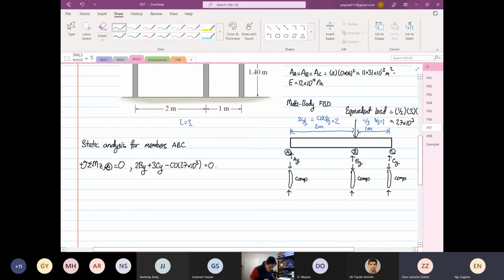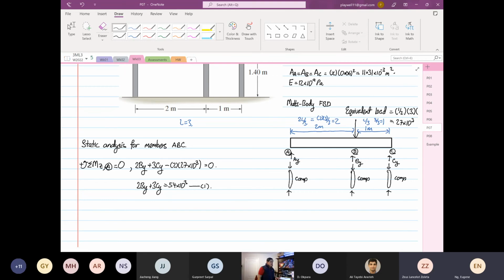Okay, so I check 27 times 10 to the 3, perpendicular distance is 2. So 2BY plus 3CY is equal to 27 times 2, which is equal to 54 times 10 to the power 3. This is our equation number 1. Okay.